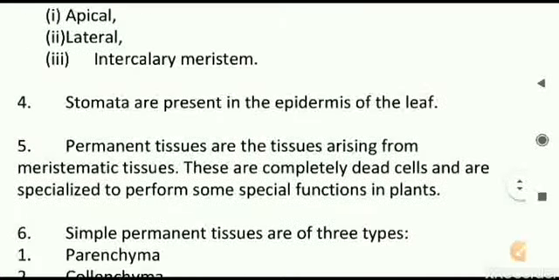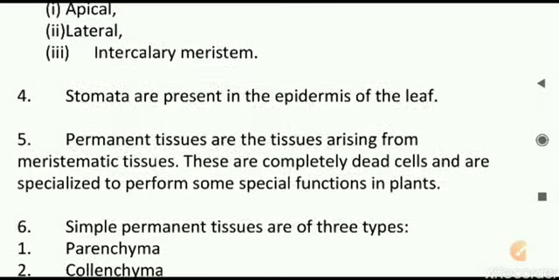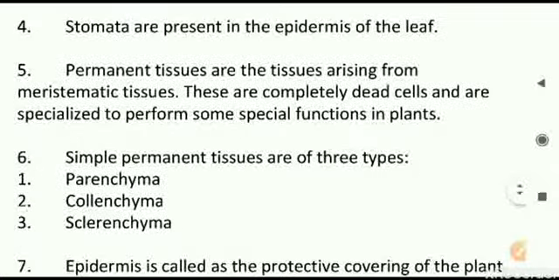Next, where are stomata present? They are present in the epidermis of the leaf. Epidermis means outer covering of the leaves. Generally it is the upper part. Epidermis is the upper part of the leaf. Next one, permanent tissues. Where are they coming from? From the meristematic tissue, and the permanent tissues are dead cells, and they can perform a special function in the plants. As today also we have seen some special functions performed by permanent tissues.